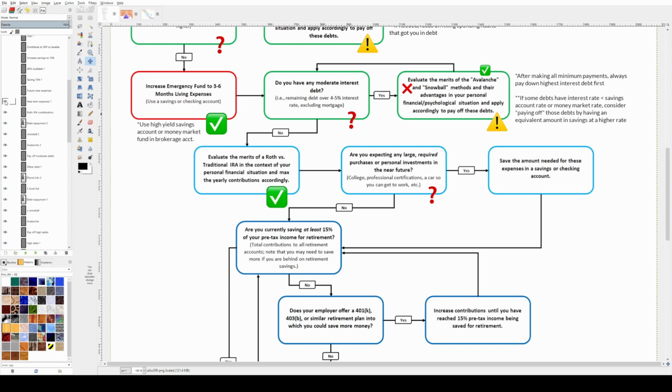Next, the flowchart is asking if you're expecting any large required purchases or personal investments in the near future. So in this case, it's saying college, professional certifications, a car so you can get to work, etc. And I actually really like the position this is in the flowchart because investments you make in yourself and your skills and your earnings ability can be some of the best investments that you make. So you do still need to make sure you're getting a significant enough expected return from those investments. So if you were thinking of going to college to major in underwater basket weaving, I highly suggest you reconsider the financial ramifications of that. On the other hand, if you're going to trade school, you'll probably get a very high ROI on that investment.